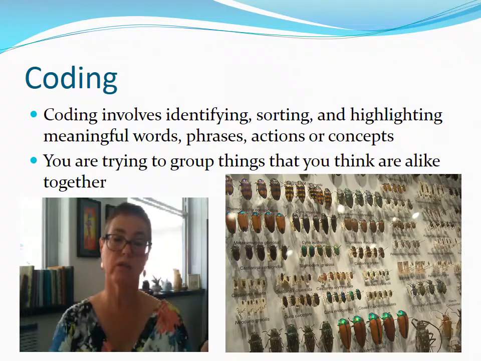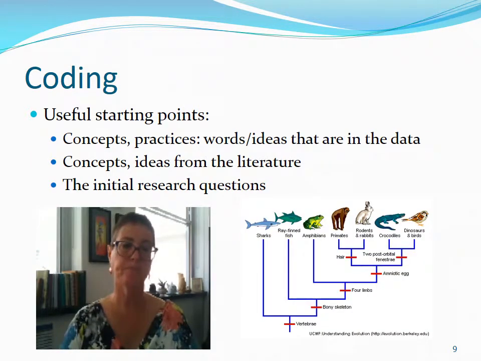Think about sorting the whites from the colours when you do your washing, for example, or sorting the clean clothes from the dirty ones. Some useful starting points to be thinking of are ideas, concepts, practices, words and ideas that are in the data. Again, the concepts or ideas that have come from the literature, and your initial research questions. And again, I've got an image there of sorting sharks and amphibians and rodents, etc. So human beings are always sorting, and so that's what you're trying to do with your data as well. Just try and get it sorted in a way that makes sense to you.